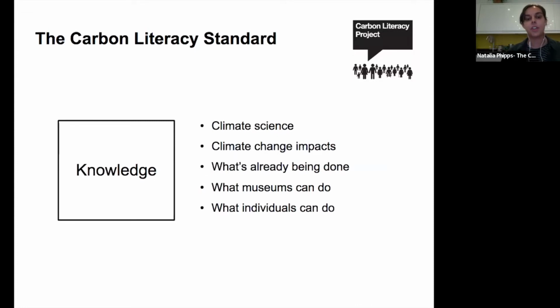The first one to cover is knowledge, and this is generally what participants who take part in the course will learn about. The first being the science of climate change, then moving on to what the impacts of climate change are on both a global and a local level. Then we talk a little bit more about what's already been done to address climate change. And then we dive a bit further into what organisations can do. In this sectoral specific context, that's what museums can actually go and do to address climate change. And then as well, what individuals within those museums can do.